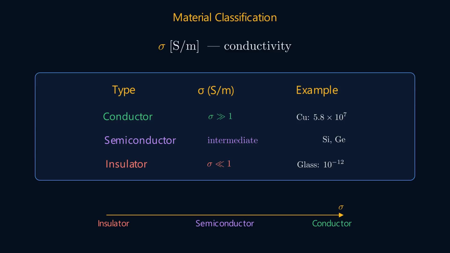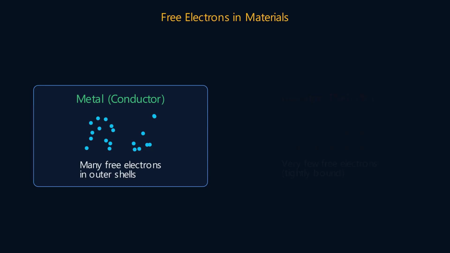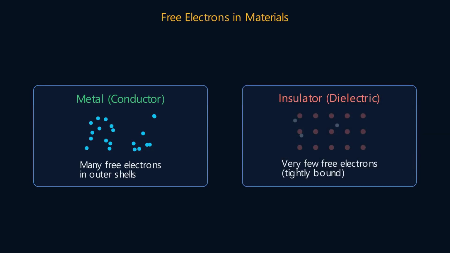A material with low conductivity, sigma much less than 1, is an insulator, also called a dielectric. Glass has sigma around 10 to the minus 12. Materials in between, like silicon and germanium, are semiconductors. At the atomic level, the difference lies in the number of free electrons available for conduction. Metals have an abundance of free electrons in the outermost shells. Insulators have very few. Semiconductors can be engineered to have a controlled number through doping.